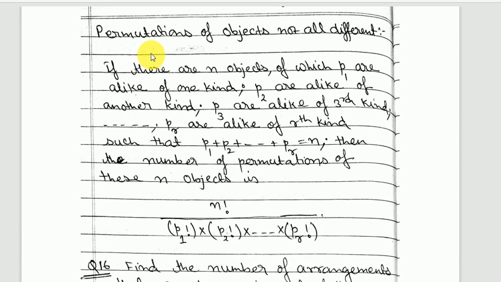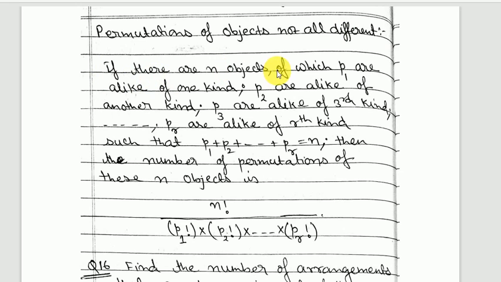Now the next topic is permutations of objects not all different. In some words, we get some letters which are repeated. So how to find arrangements of such letters, or such arrangements of words where the letters are repeated? So, permutation of objects not all different.